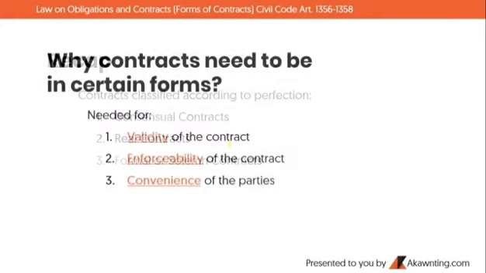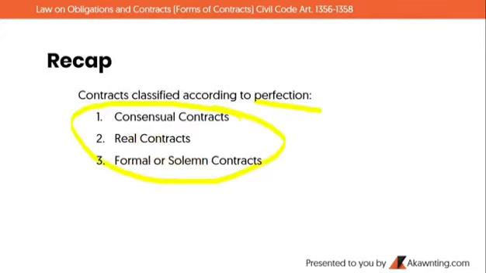Kasi ito nga, why contracts need to be in certain forms, or bakit ba kailangan na nasa isang certain form sila? Okay, gaya nga nung nabanggit natin, yung mga contracts na classify dito, number 3, or contracts that are formal, ibig sabihin, kapag hindi nasunod yung formality, magiging invalid contract sila or void contract sila. Okay? So that is their classification, number 3.